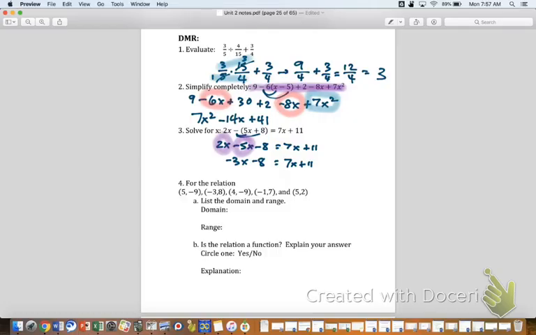I think technically there is. I need to move something? Okay, I could add 8 to both sides. I could get started with that. So I'd go plus 8, plus 8. When I add 8 to both sides, I get negative 3x equals 7x plus 19.